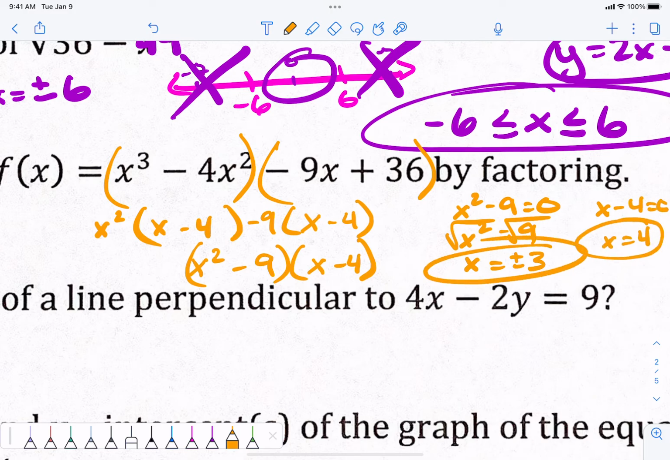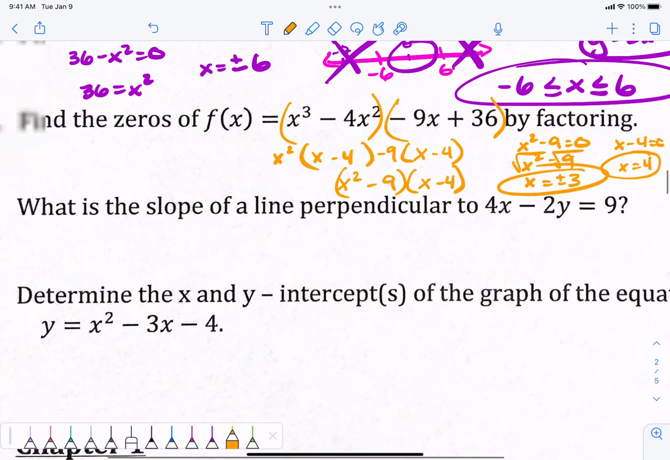Okay, how many answers were we supposed to get? At least 3. We got 3. No more than 3. That's okay though, 3 is the max. At least.